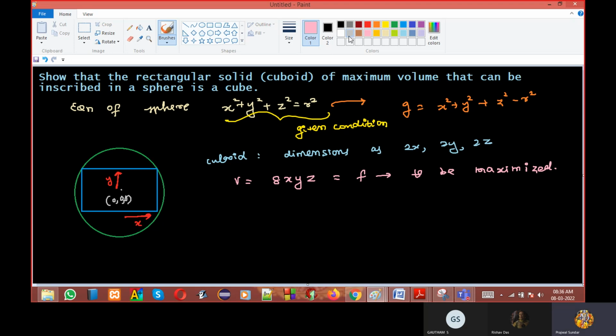Don't ask me for 100% clarity because I myself am not clear. You have to take only this as y, this as x, because it's starting from the origin. That's all. So what you can do? We'll take L as F plus lambda g.